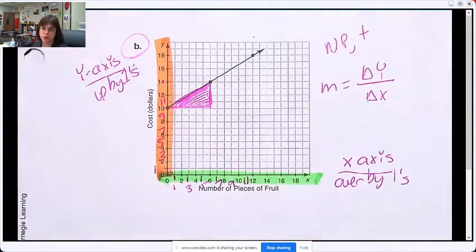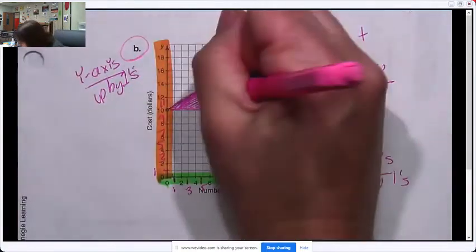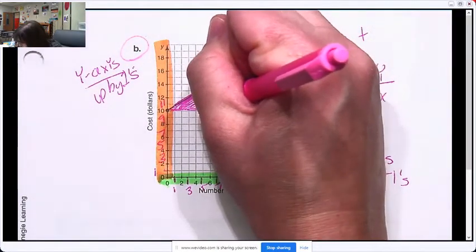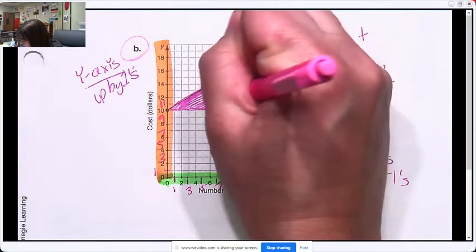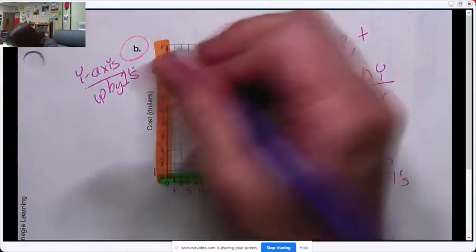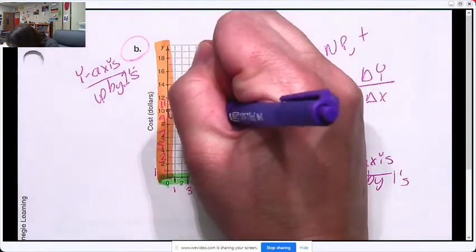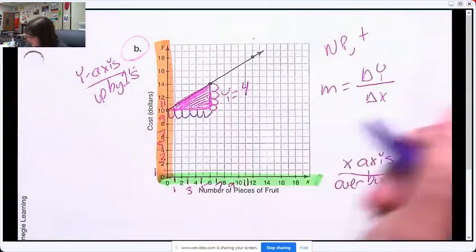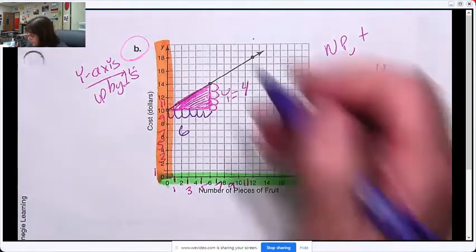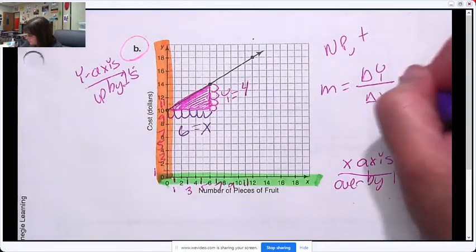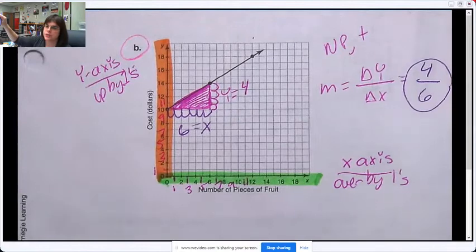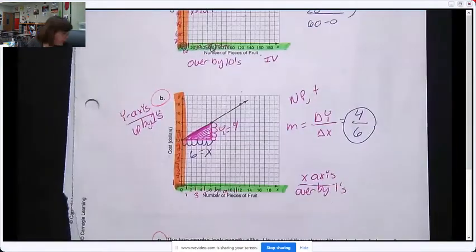All right, I can come over. I need to find my rise. I know that y is going up by 1, so this is easy, like the delta math last night. 1, 2, 3, 4 blocks up. And then I have to count over, and this is going to be 1, 2, 3, 4, 5, 6 blocks to the right. I don't have to multiply anything because it's going over by 1, which is nice. So my answer is just 4 over 6 because we're just doing rate of change. We're not doing unit rate.